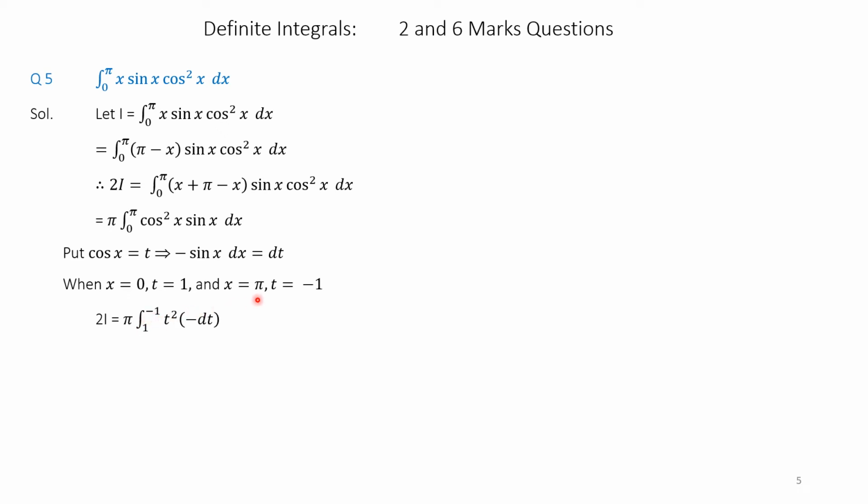Therefore, 2I is equal to pi times the integral, with the new limits of t, that is t equal to 1 and t equal to minus 1, from 1 to minus 1 of t squared, since cos squared is t squared, times minus dt, because minus sin x dx is dt, that is minus dt. Therefore, 2I is equal to pi times the integral from minus 1 to 1.